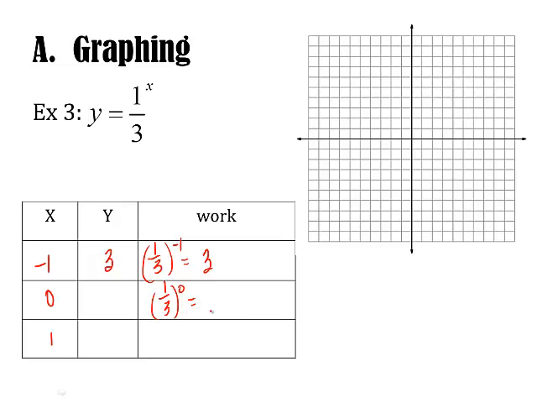So this is +3. 1/3 to the 0 power. We said anything to the 0 power is just a 1. And then 1/3 to the first power. Well, that's just 1/3. Okay, so at -1, I'm at 3. At 0, I'm at 1. And at 1, I'm at 1/3. So notice this curve. From left to right, it's getting closer and closer to 0. So this is what we would call a decay graph. It's getting smaller left to right, right?